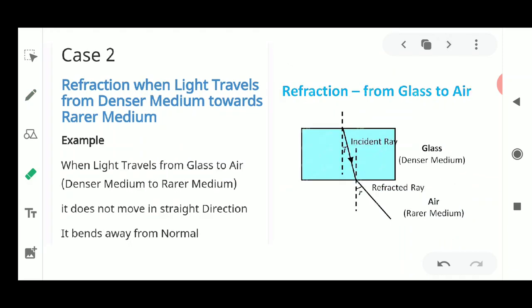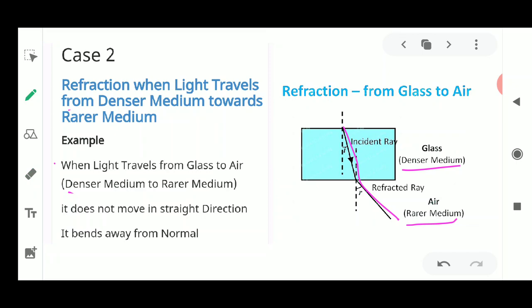Now next is case 2 of this refraction, where the light is traveling from the denser medium towards the rarer medium. What is this denser medium? The denser medium is the glass and the rarer medium is the air. Again this light ray moves from the glass to outside, into the air, so again it is refracted once more. So in the second part, the light travels from optically denser medium, that is glass, to optically rarer medium, that is air.